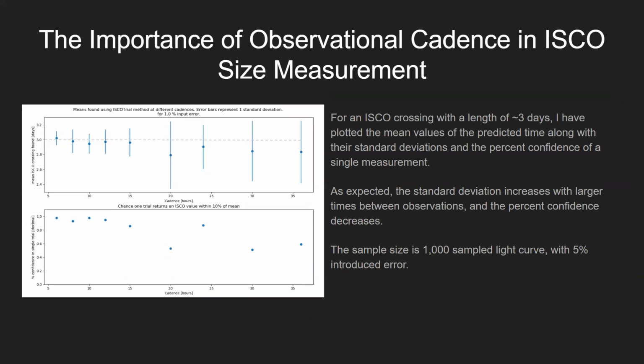The cadence is also important, so we should look at that. In all of these plotted here, we have a 1% input error. However, the cadence is varied. So with a short cadence, which means many measurements, we get a very concise data set, within 1 standard deviation of the 3 days expected.